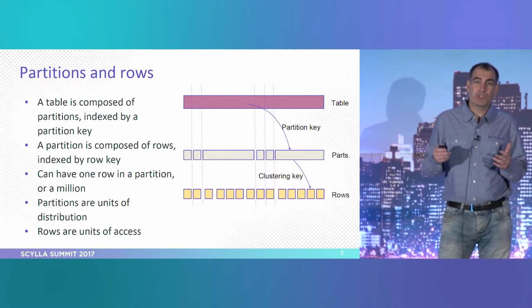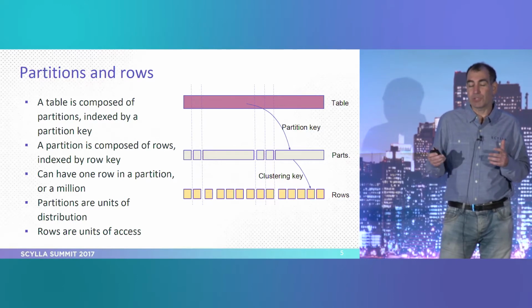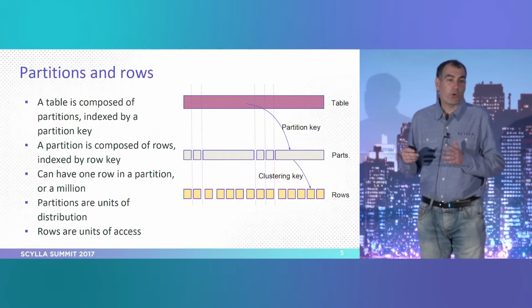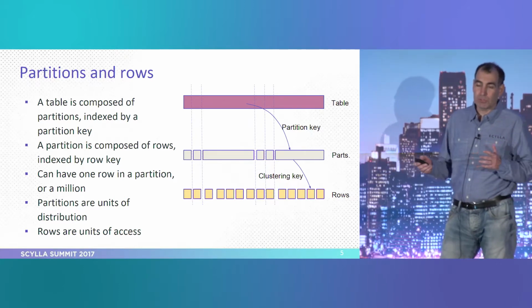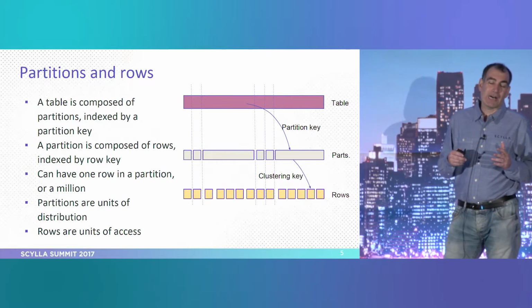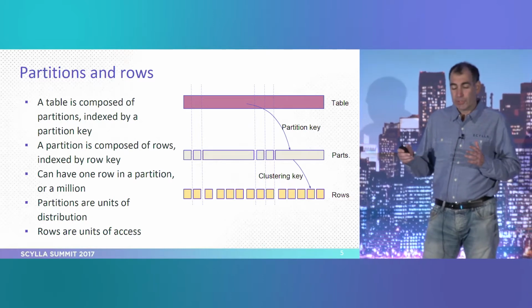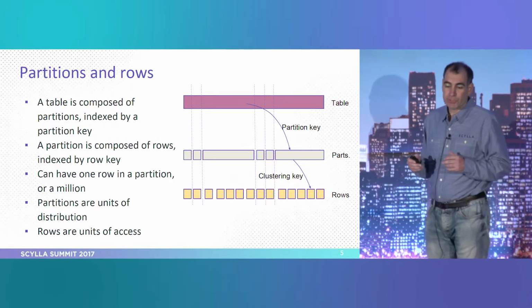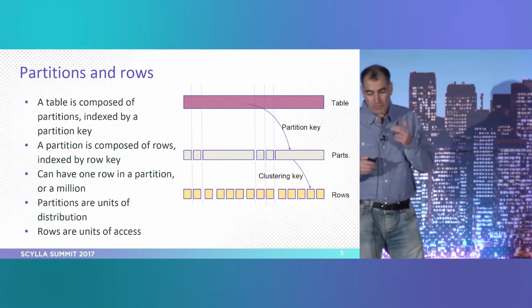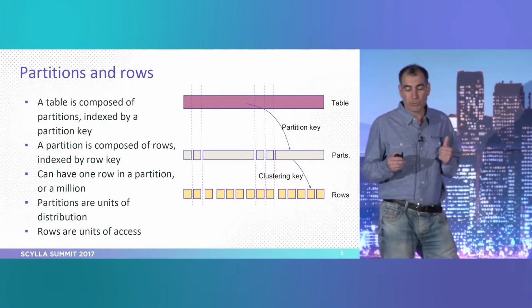What's important about the partition is that it's the unit of distribution. A partition is always on the same node. So when you add nodes and you're streaming data from one node to the other, the partition moves as a whole. And that allows the partition to be ordered. You can select ranges of rows within the partition, and you can get a little bit more value out of that. So it's important to remember the distinction.